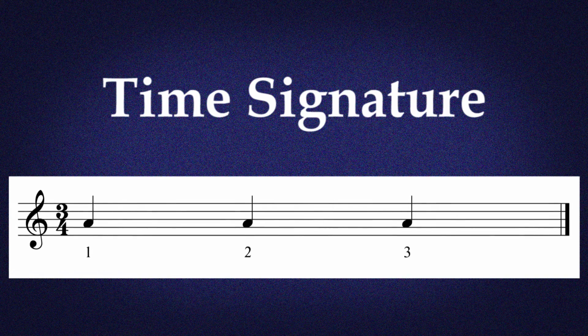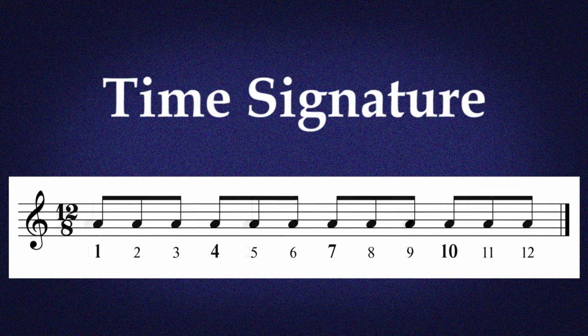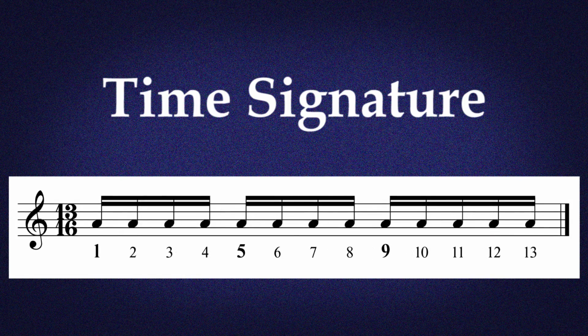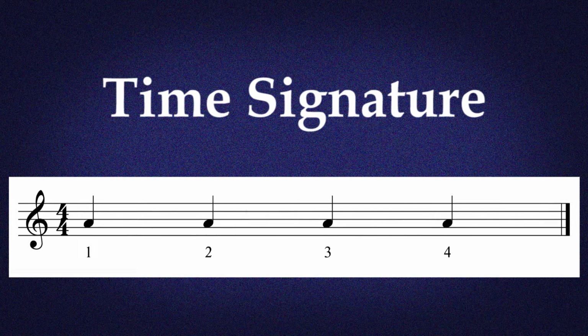Now, this sometimes does have an effect on how we count the rhythm, but the overall principle of counting to whatever the top number is remains true. This can get very complicated at times, so for now, like earlier, we're going to be sticking with 4/4 because it is the most common time signature that we see in modern music.